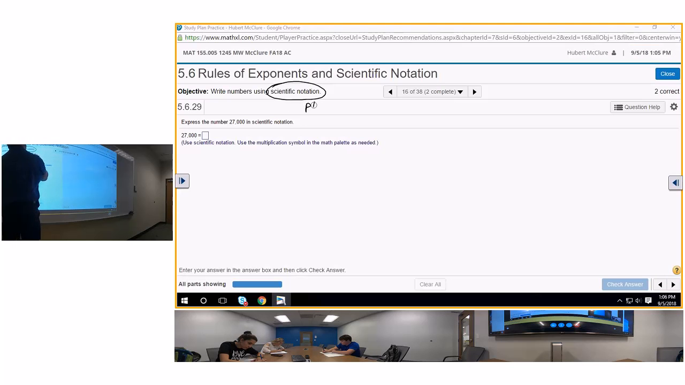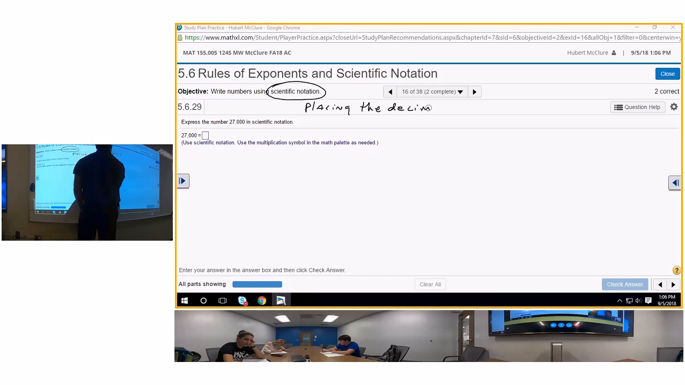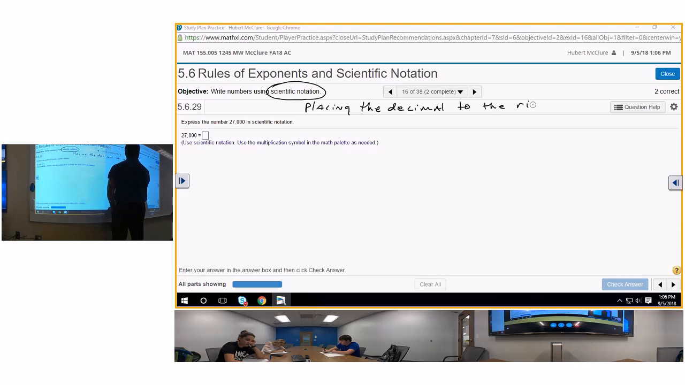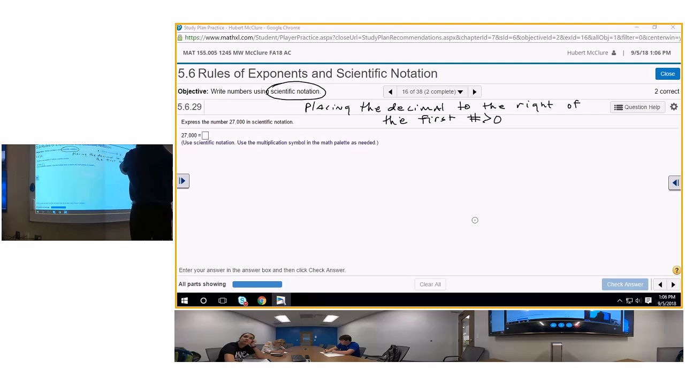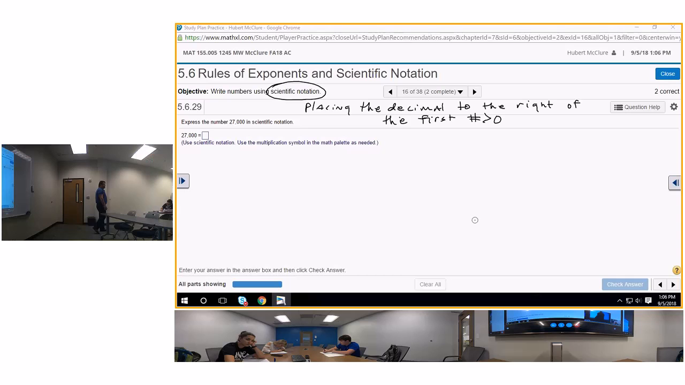is placing the decimal to the right of the first number greater than 0. Placing the decimal to the right of the first number greater than 0.